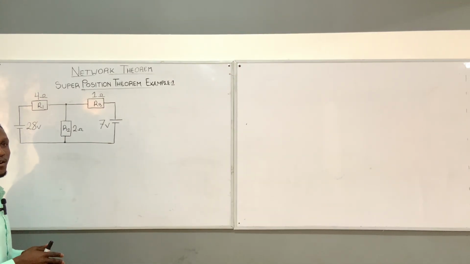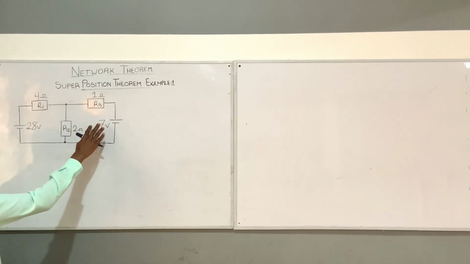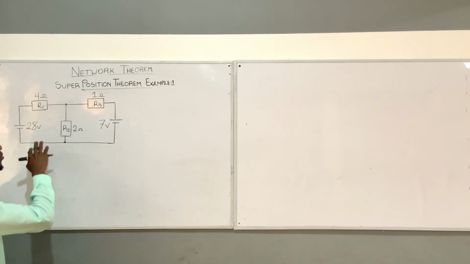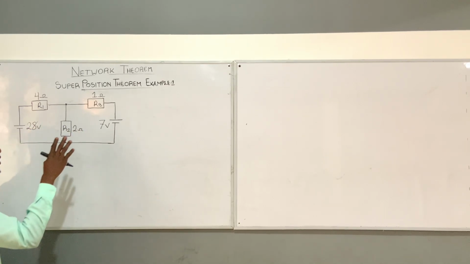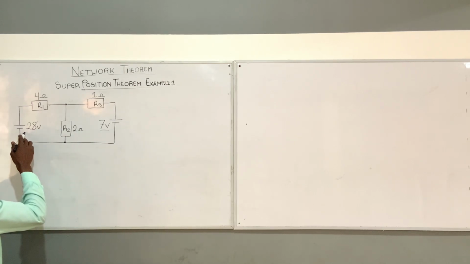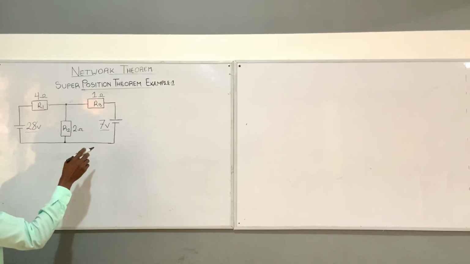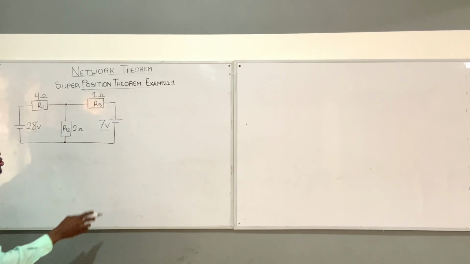So the first thing we are going to do, anytime you come across something like that, is to draw your diagram and label the branch current. We draw the original diagram and label our branch current. So we have 7 volts here, we have another source which is 28 volts, then we have our 4 ohms, 1 ohm, and 2 ohms here.